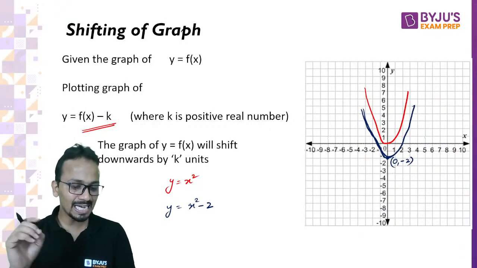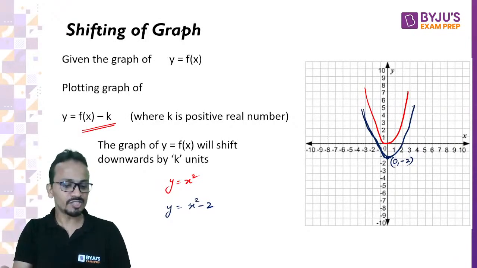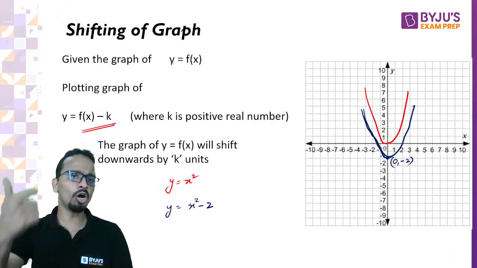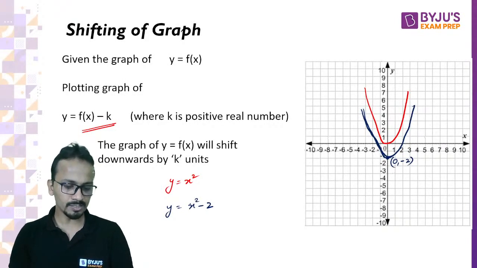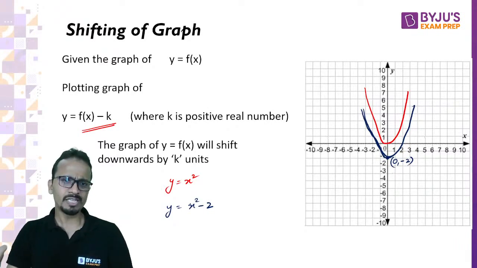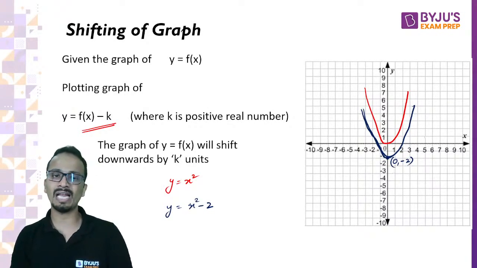Yes, exactly, Siddharth. The width, everything will be same. The graph as it is will shift downwards by 2 units, or it will shift upwards by 3 units. Okay, fine, Siddharth. So rest, each and everything will remain same. It's just the entire graph's shifting that will happen.